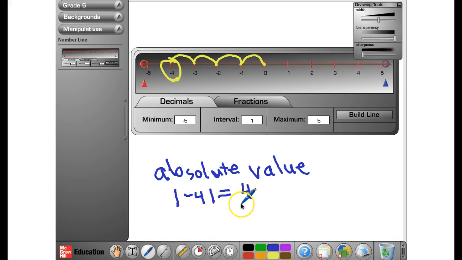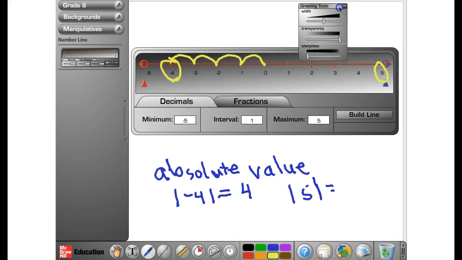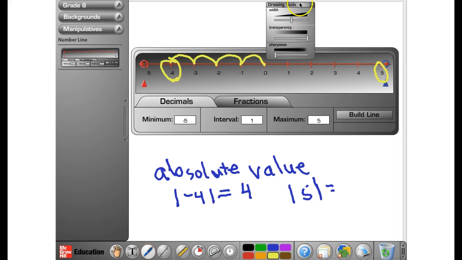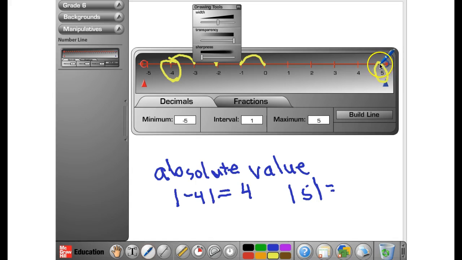Now let's look at another situation. Let's say that we have the absolute value of positive 5. What's that going to be equal to? Well, let's say that 5 is right here. We'll locate it there, and we'll see how many jumps we have to go through to get back to 0. So we'll have 1, 2, 3, 4, 5. So we had to have 5 jumps to get back to 0. So the absolute value of 5 is 5.